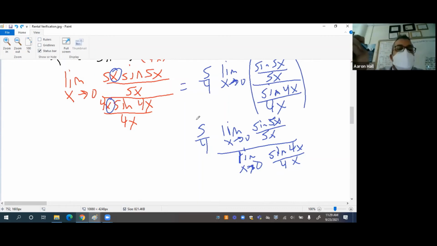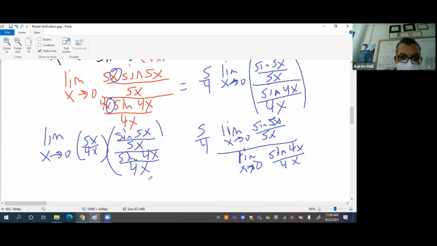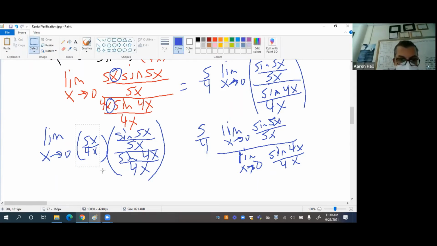So we know that, isn't this the same thing then as the limit as x approaches 0 of 5x over 4x times sine of 5x over 5x times sine of 4x over 4x? Is that allowed? Is that the same thing? Because this is the same thing. Let's rewrite it this way. If this isn't convincing, let's do it another way.